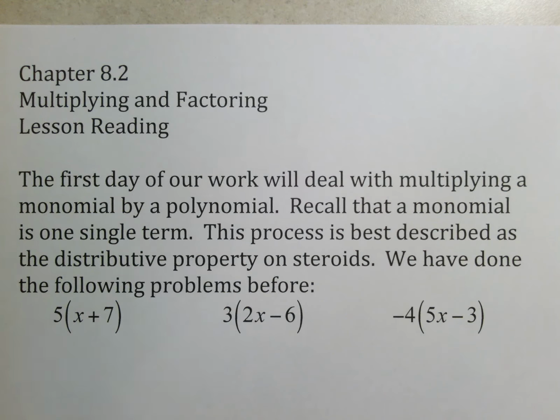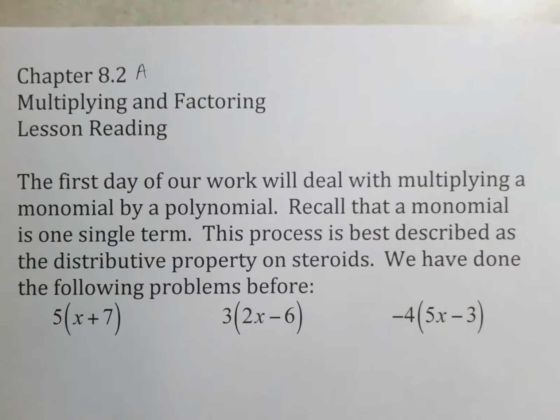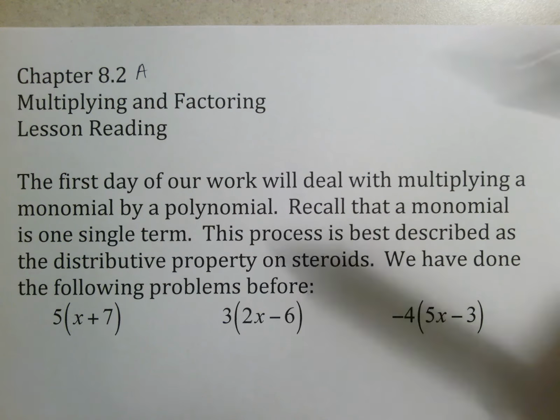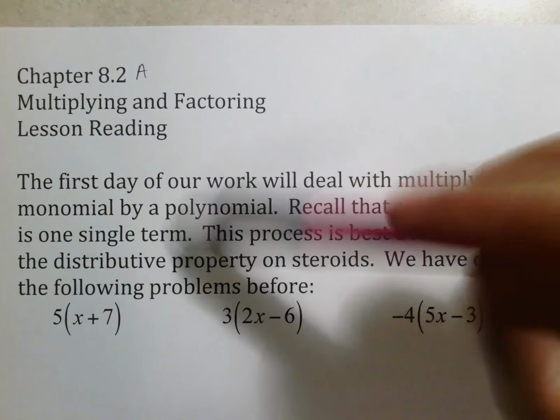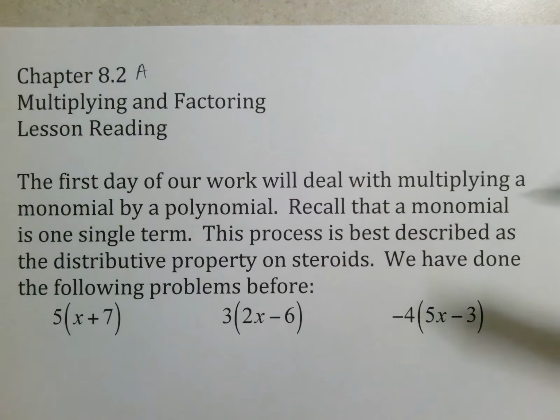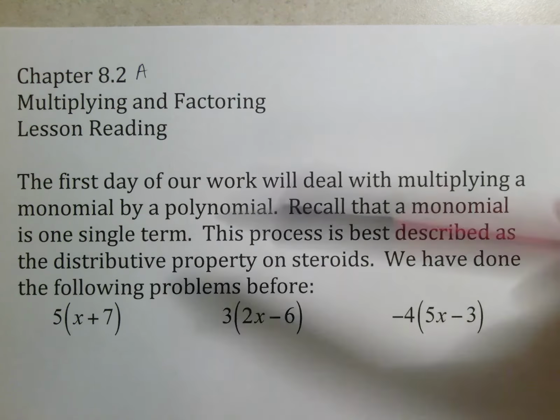Alright, we're getting into chapter 8, section 2 now. This would be the first one. I guess it would be 8.2a. The first day of our work is just going to deal with multiplying a monomial by a polynomial. Remember, mono meaning one, means you're taking one term by a series of terms. Also, recall that a monomial is a single term.